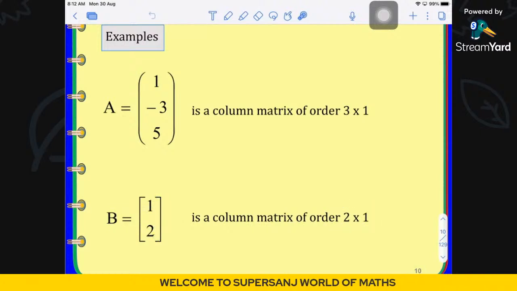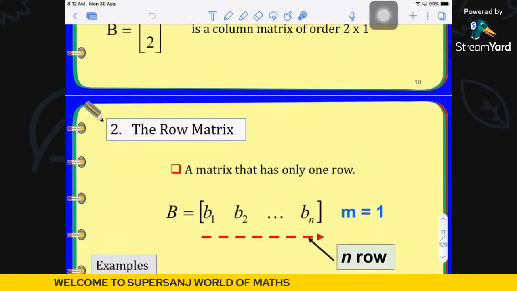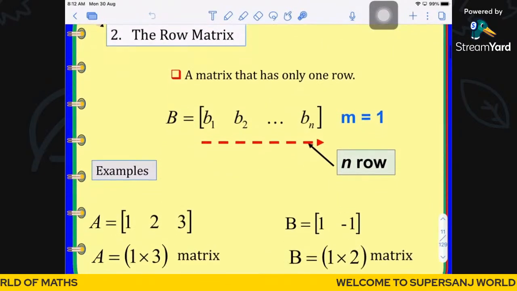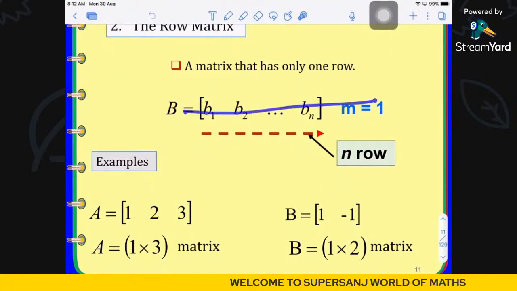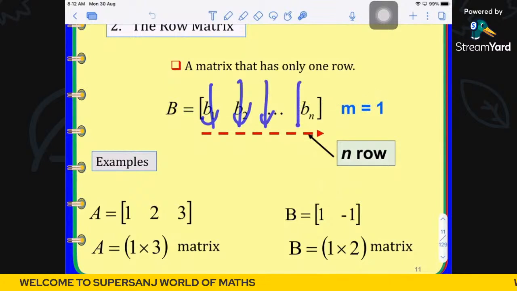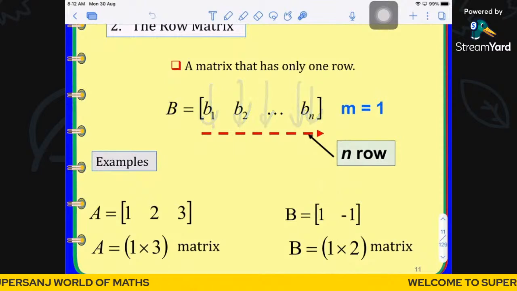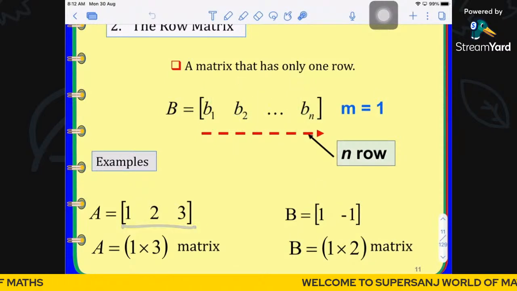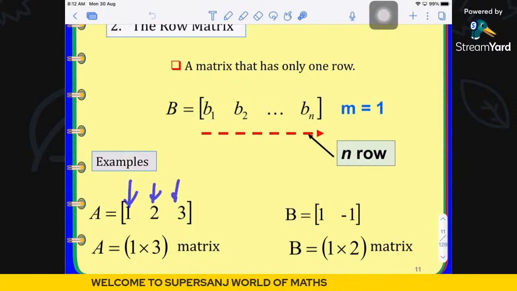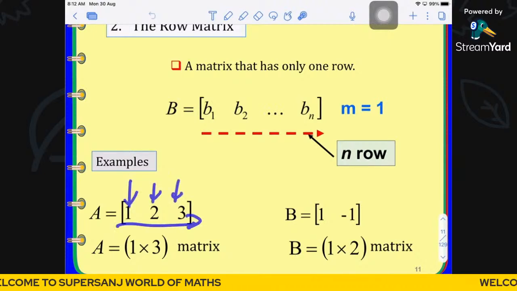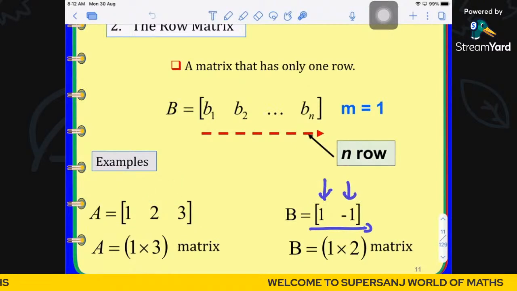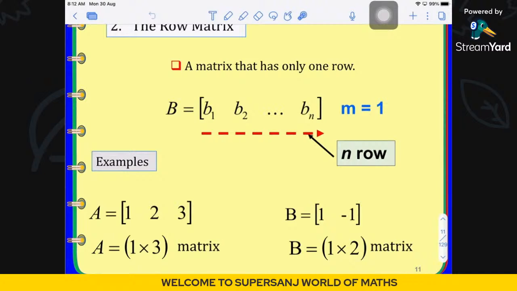Then we go on with the row matrix. Since the column matrix only had one column, the row matrix will have only one row, and we have many columns. So from here we can see 1, 2, 3. This is a 1 by 3 matrix, because there are 3 columns but 1 row only. Again here is 1 row followed by 2 columns, so a 1 by 2 matrix. That's how we see the row matrix.